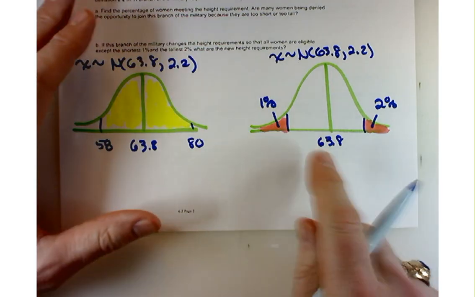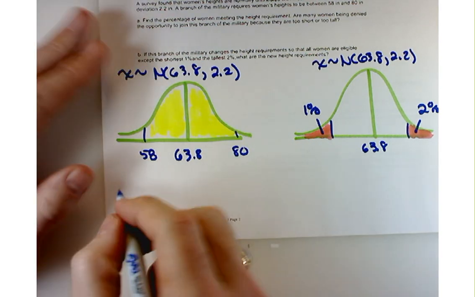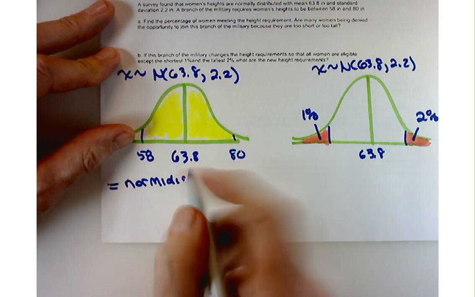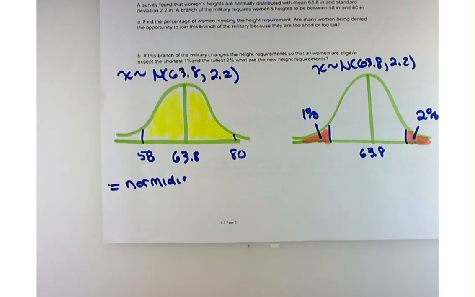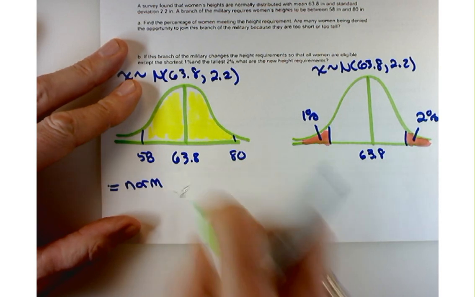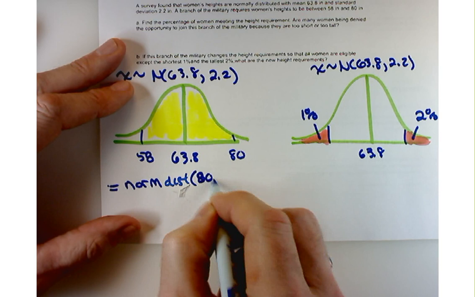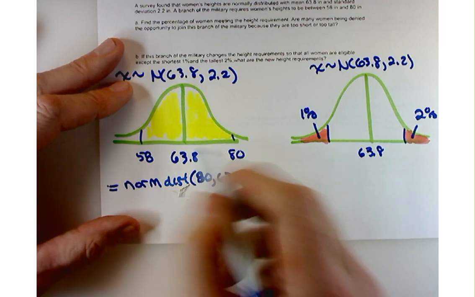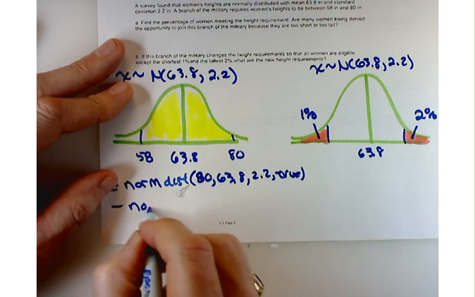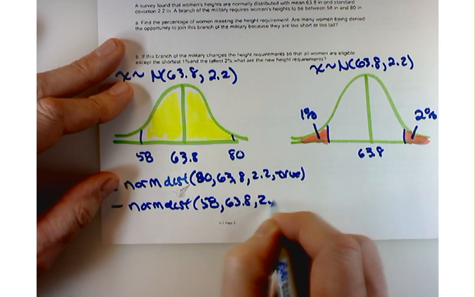Okay, so let's take a look here. You're starting out with the x values and you want to find the areas. So what command is that? It's going to be Normdist. Normdist of 80, and then 63.8, comma 2.2, comma true, minus the area to the left of that, which is going to be your norm dist of 58, comma 63.8, comma 2.2, comma true.